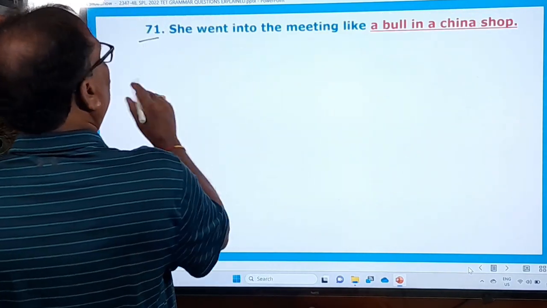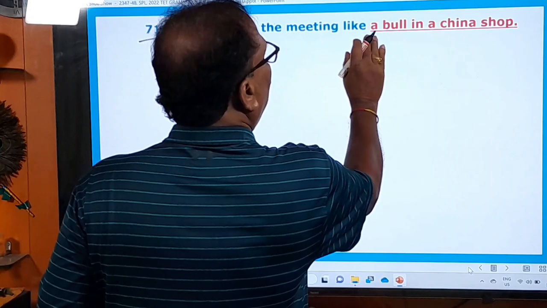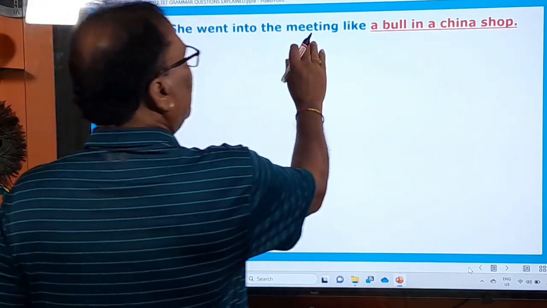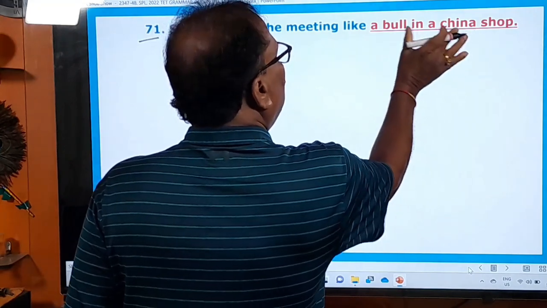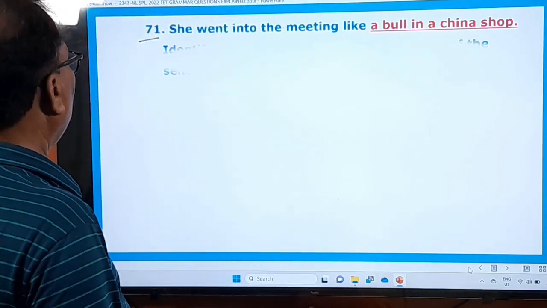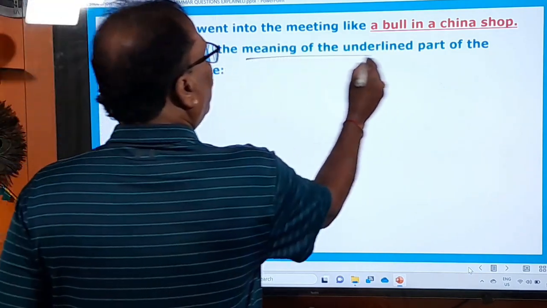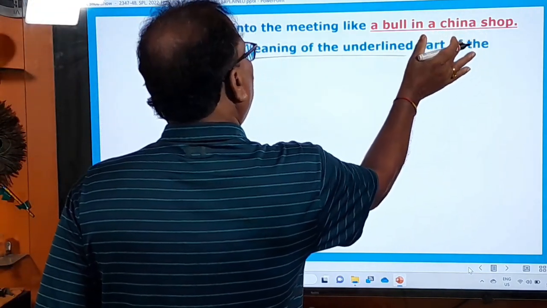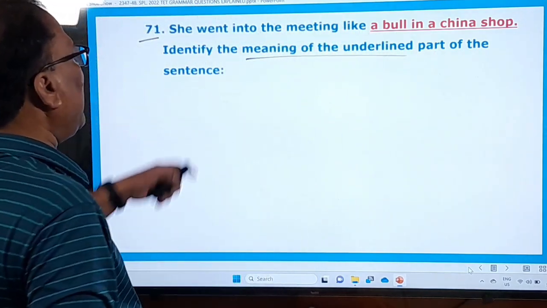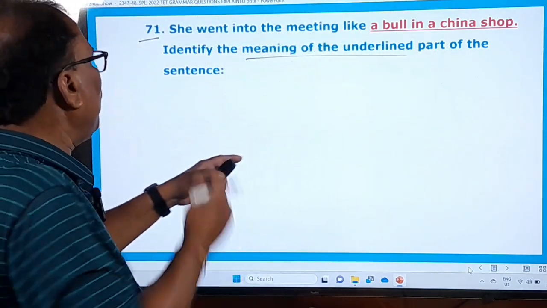Now, the 71st question is there. She went into the meeting like a bull in a china shop. This "a bull in a china shop" is an idiom, and let us see what the question is. Identify the meaning of the underlined part. Instead of saying "an idiom," it simply asks about the underlined part. Identify the meaning of the underlined part of the sentence.